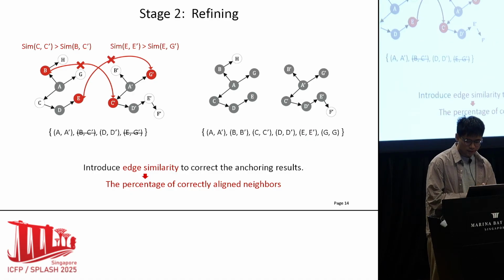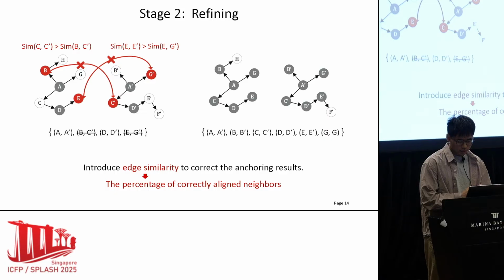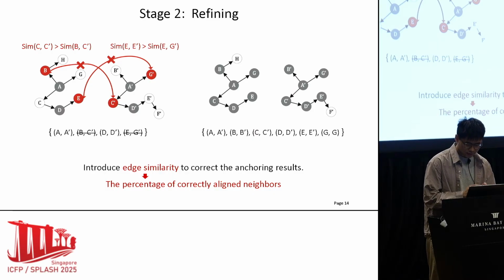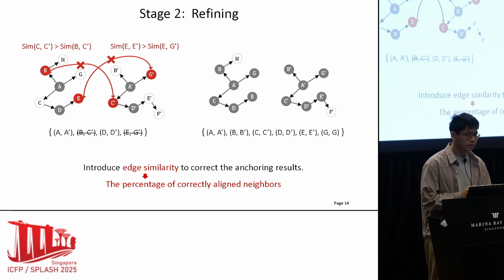Second stage is refining. This is the crucial step. Here we introduce edge similarity to correct the anchoring result. The edge similarity here is defined as the percentage of correct aligned neighbors.